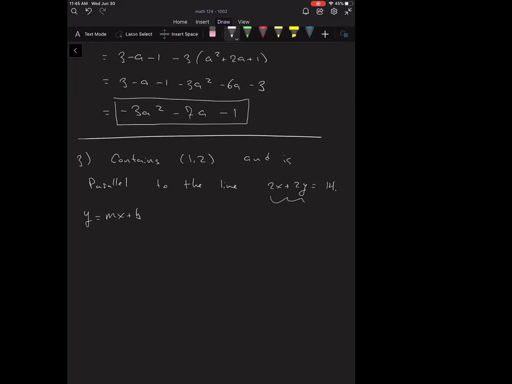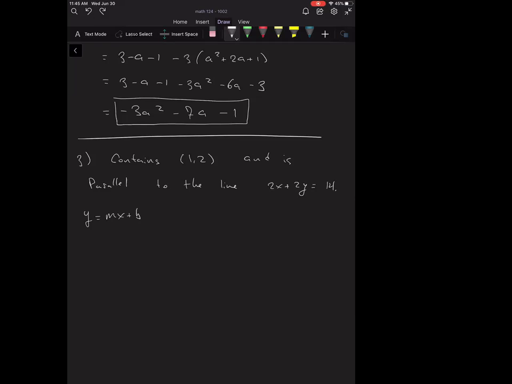So we need to figure out the slope of this line, and that's going to be the slope of this line, because the line that we're looking for is parallel to that. So the easiest way to find the slope of this line right here is to put it into y equals mx plus b form, and then the slope is just going to be that letter m, the thing that's attached to the x.